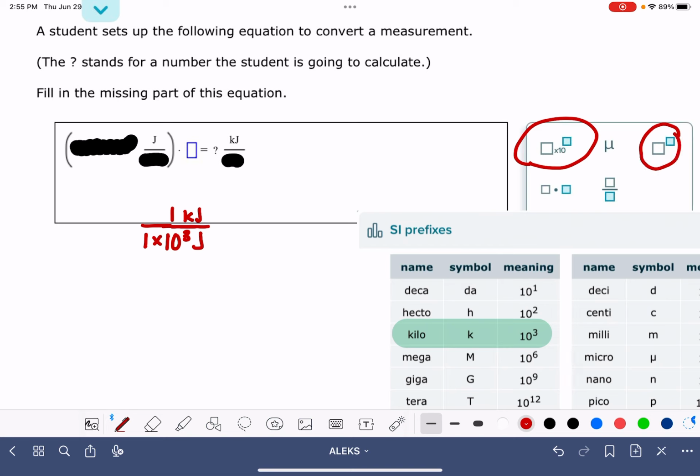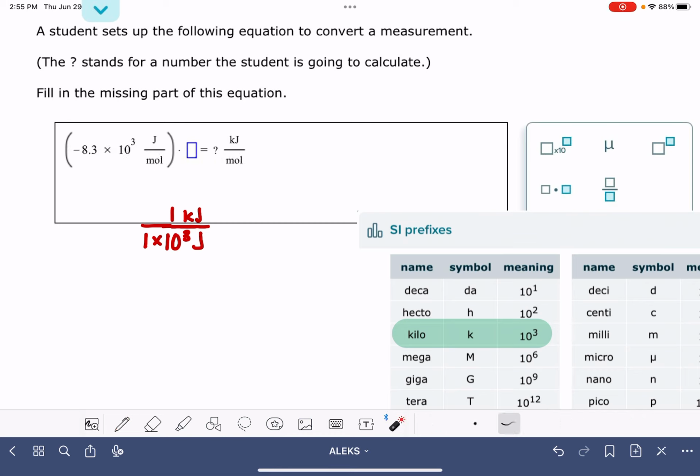Although I see this, you could probably use this button to do 10 to the third. That seems like that would work perfectly fine. But again, it just feels kind of weird because it's not actually asking you to carry out the conversion. It just wants that conversion factor.